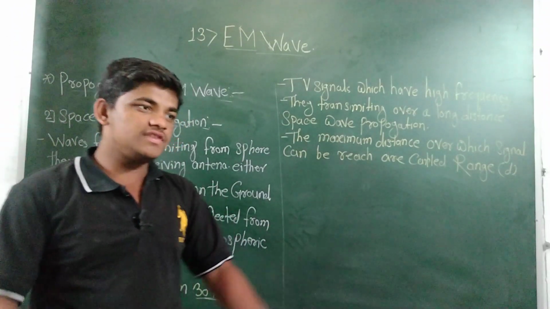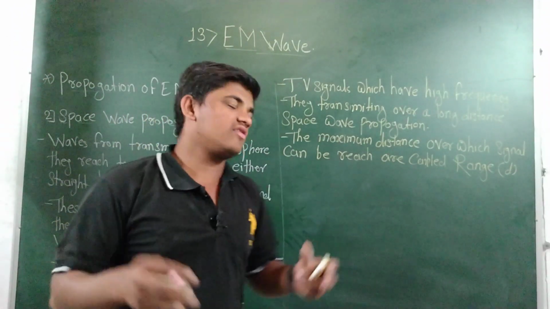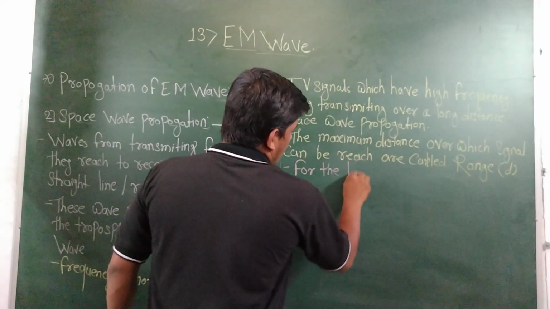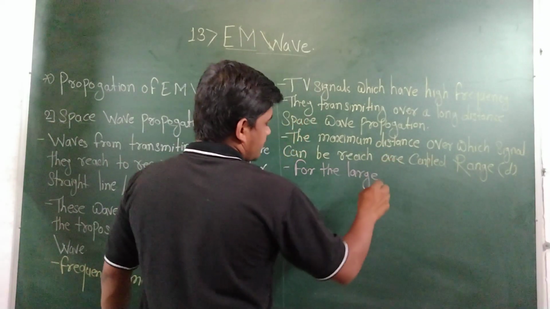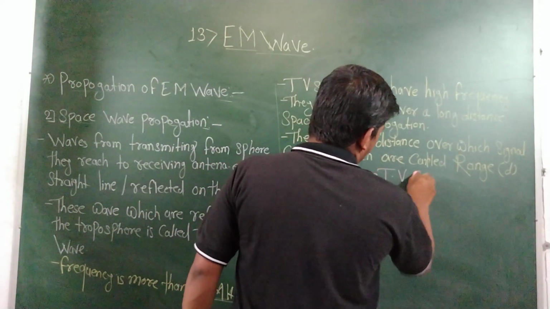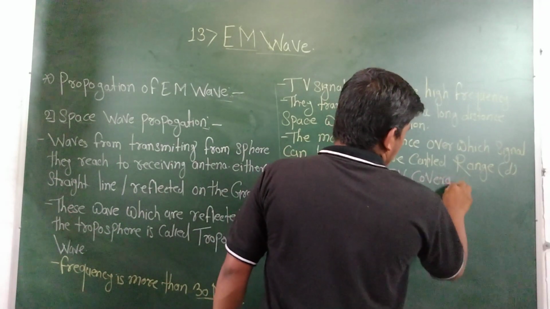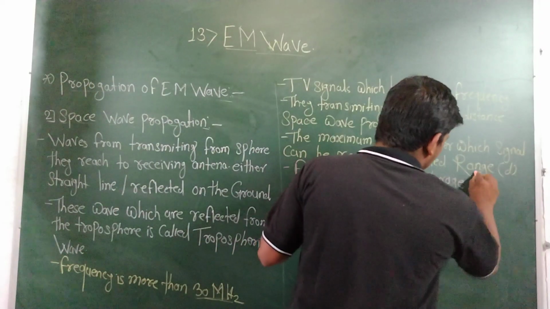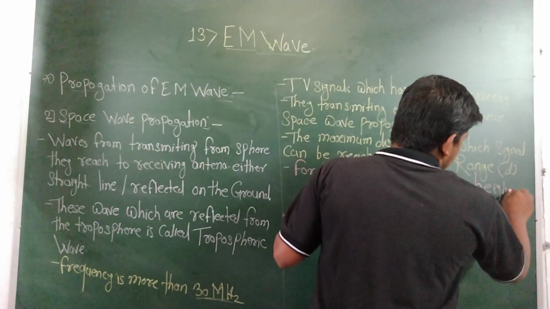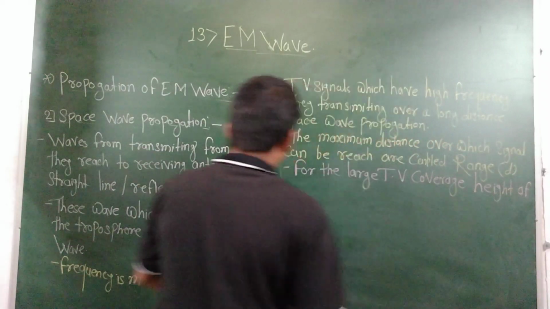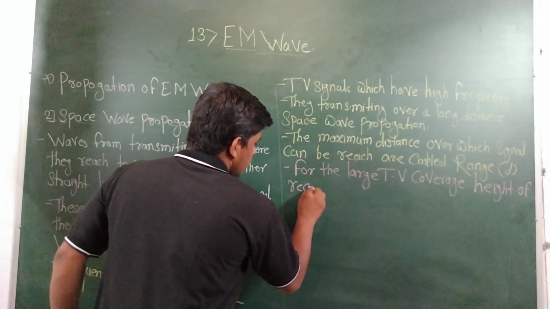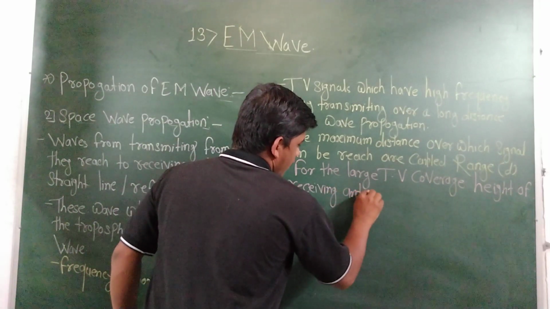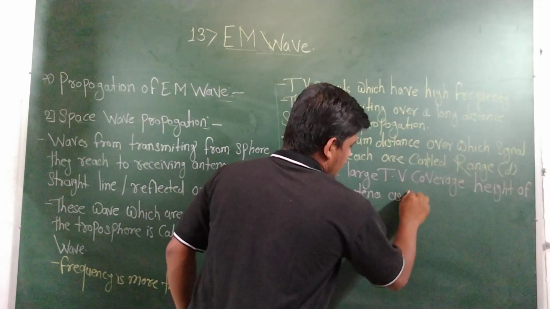For large TV coverage, the height of the receiving antenna should be as large as possible.